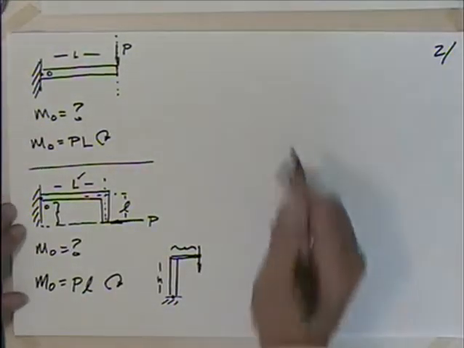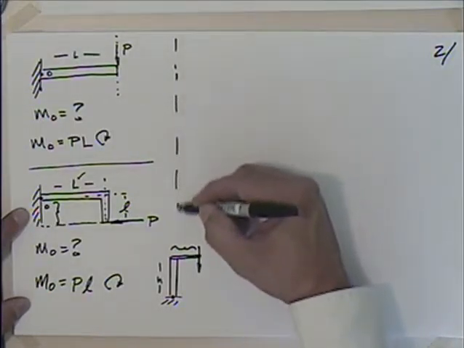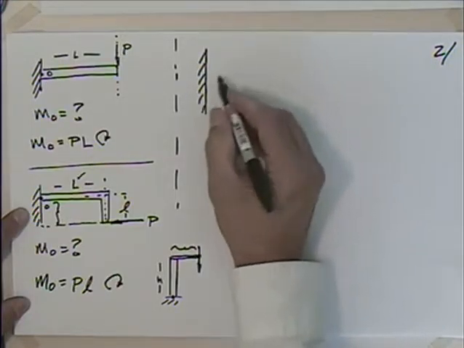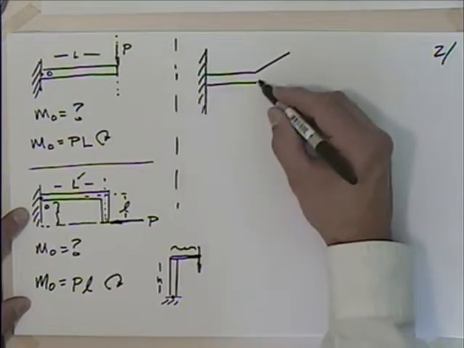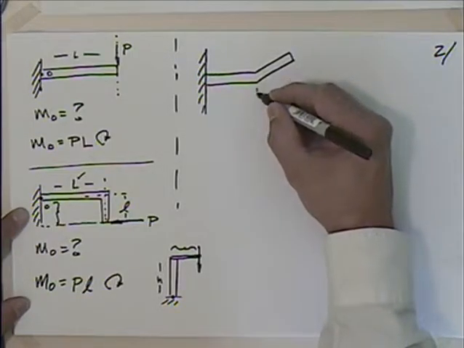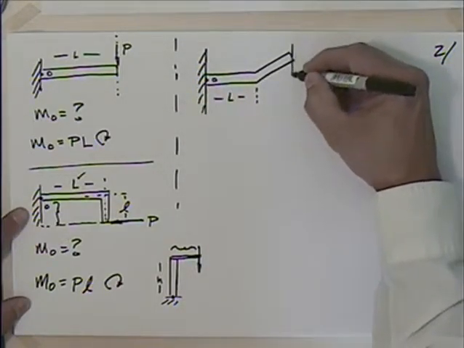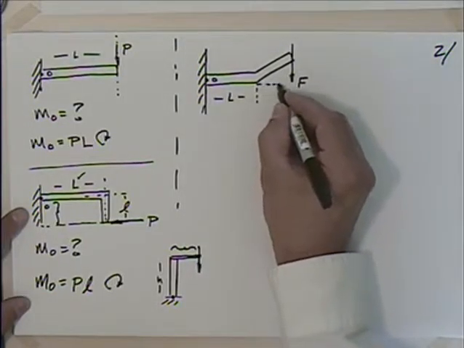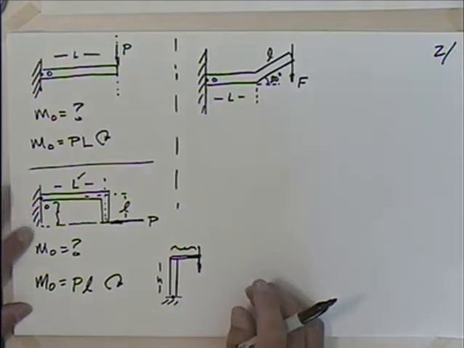Okay, let's try another one, something like this. A little bit of trig involved here. We can say that this distance here is L. We'll say that this is O. I'm going to apply the force F. We'll mix up the variables a little bit. We'll say that this is 30 degrees in there, and we'll say that this is lowercase l.